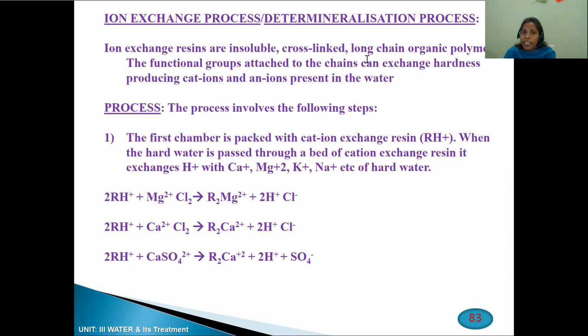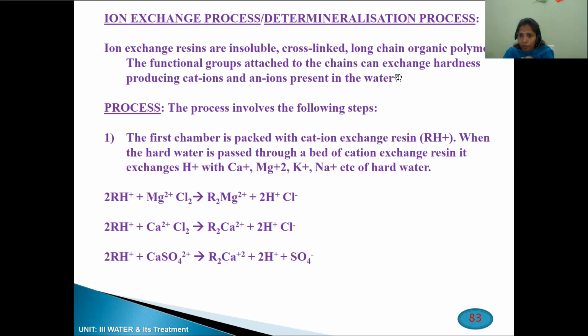And here these polymers are attached to functional groups. Functional groups may be the NH2 functional group, that means amino functional group, or carboxylic acid functional group, or sulfonic acid functional group, or any other functional group. What is the role of this functional group on the polymer chain? These functional groups are exchanging cations and anions in the water sample. So the functional groups attached to the chain can exchange.